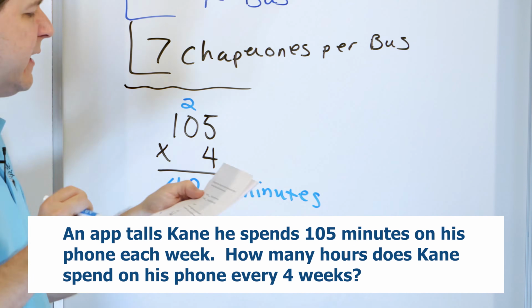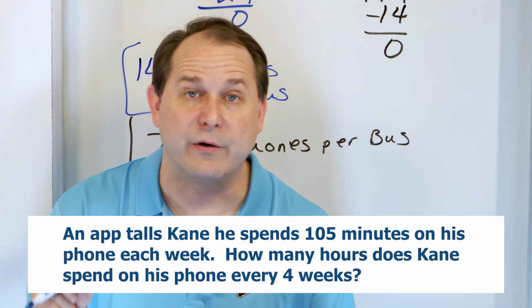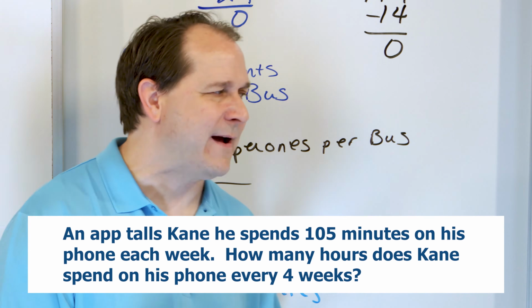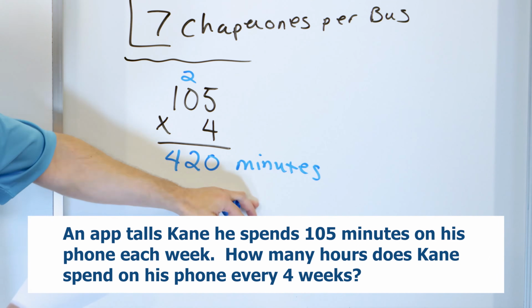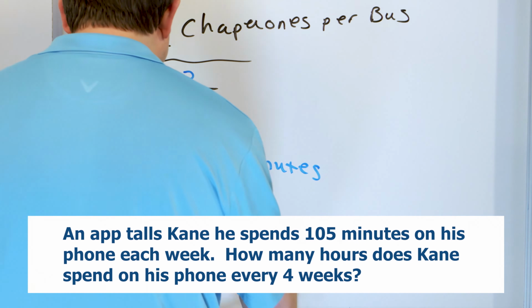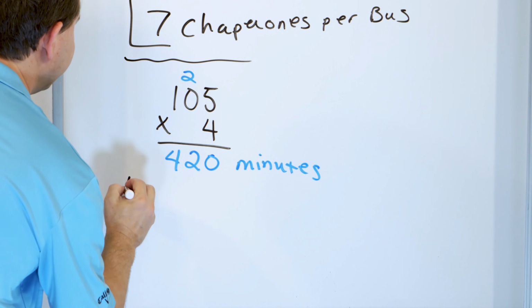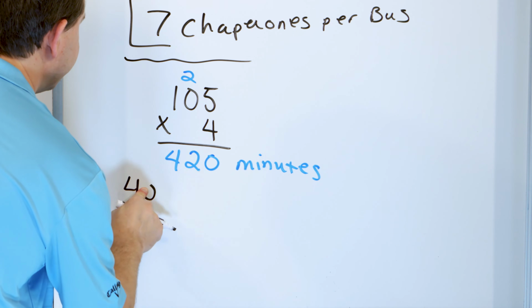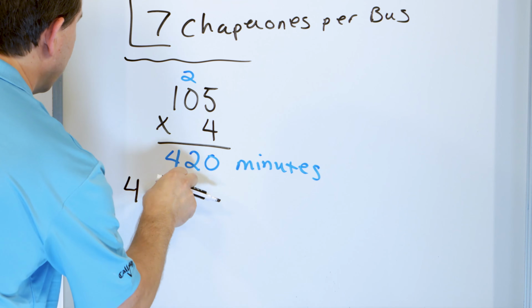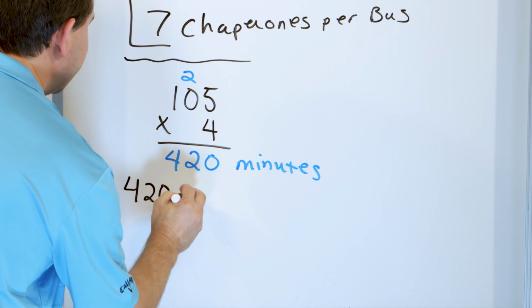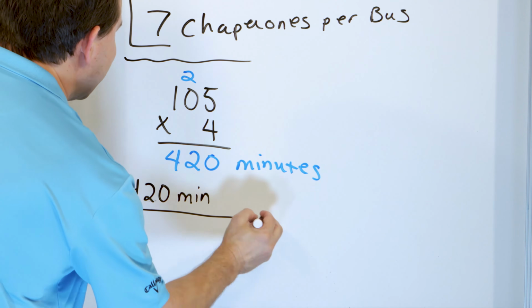But the question is not how many minutes, how many hours does he spend over that period? So all we have to do is take this and convert it to hours. How do you do it? Maybe you're not sure, so set up a conversion. What you do is you start with what you have. 420 minutes. That's what you're given to start with. How do we convert it to hours?